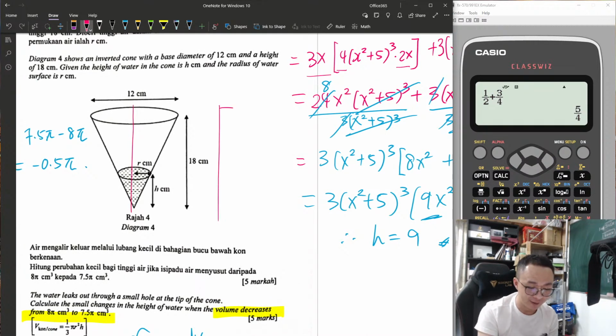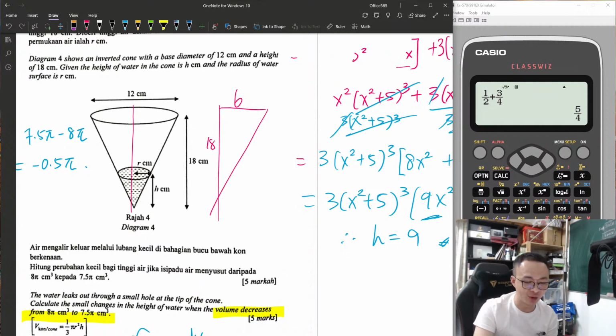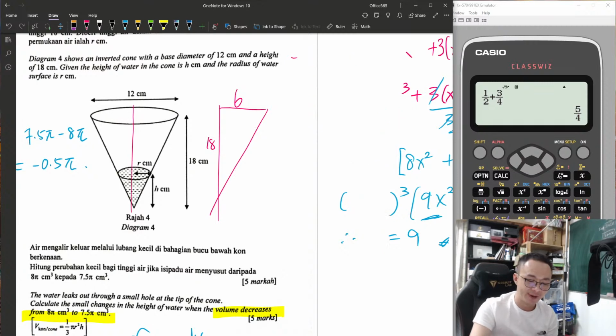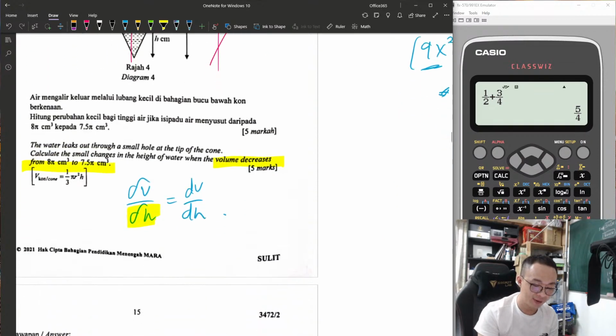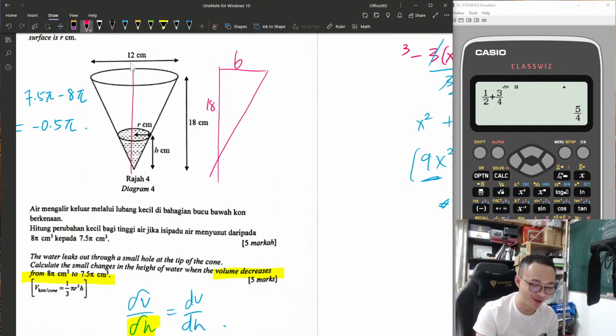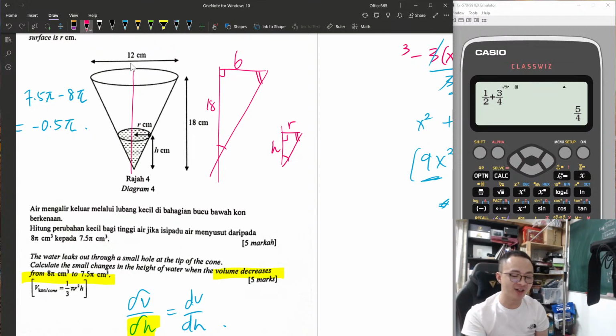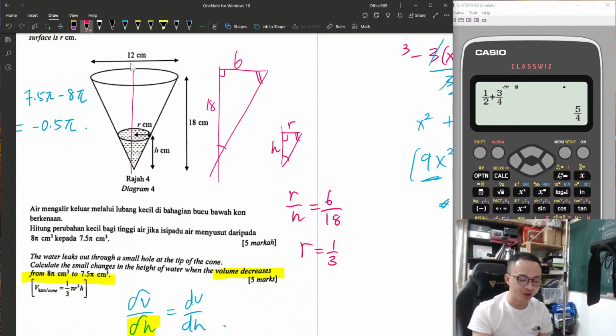So the big triangle is 6 and 18. Why is it 6? Because 12 divided by 2. And then the small triangle here is r over h. Because this angle and this angle are both 90 degrees, they are similar triangles, and definitely the last angle will be the same as well. Then I can use the comparing method: r over h equals 6 over 18, which is 1 over 3. So r equals 1 over 3 h.